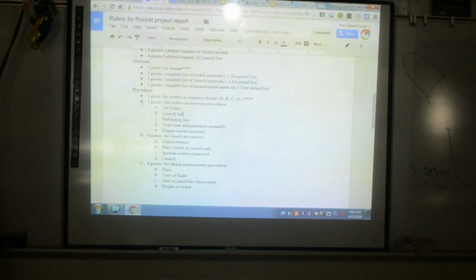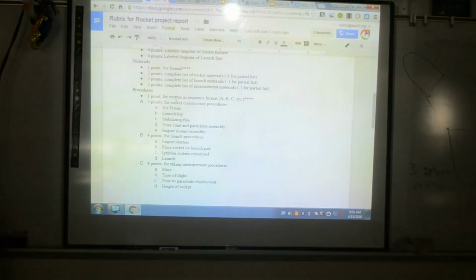You are simply going to do something like A, rocket construction. And then you could have a bullet or a small letter down here or a number, and you would write airframe. Something simple like wrap 3 layers of paper around the plastic mold and allow to dry overnight. It doesn't have to be extremely detailed, it just has to be enough information so that you remember the steps when you go back to look at this that we did, and you can refer back to these procedures.